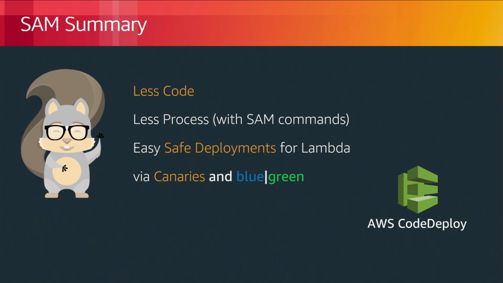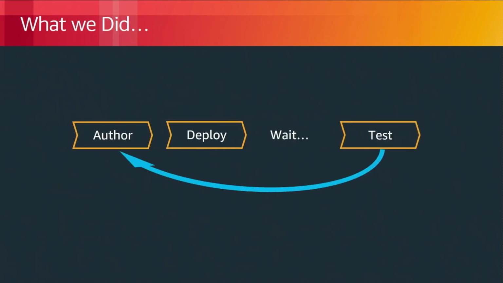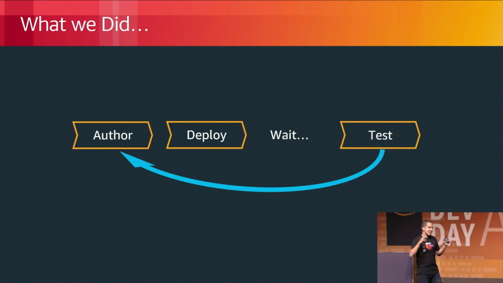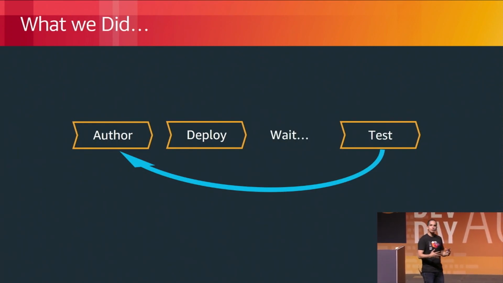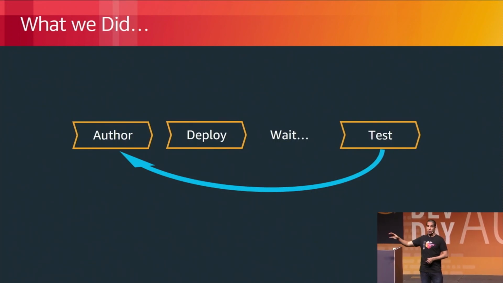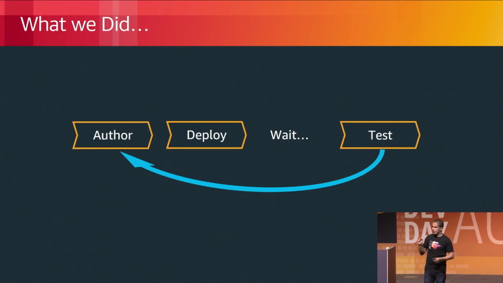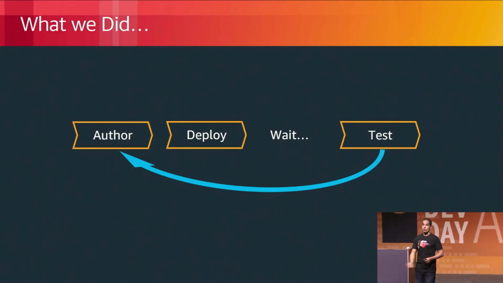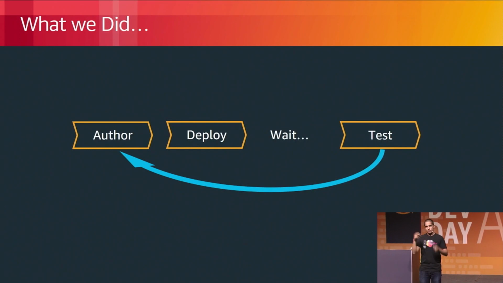Now, let's think for a moment about the process I went through. I got in the zone with the jazz. I authored some Lambda code. I deployed it, and only after deploying it, I had to wait for about 50 seconds. After it was deployed, I could test it. I found a mistake, and then I went back to authoring, changed the mistake, then tried to deploy it again, and had to wait another 50 seconds.